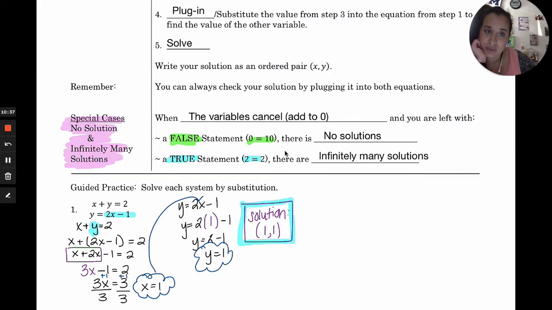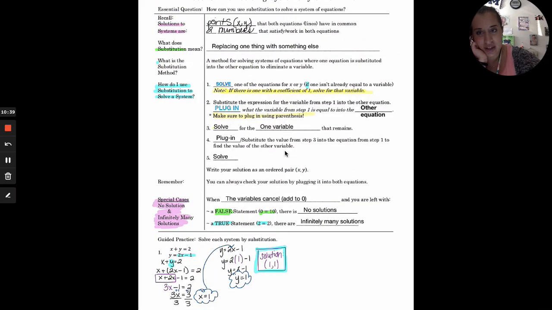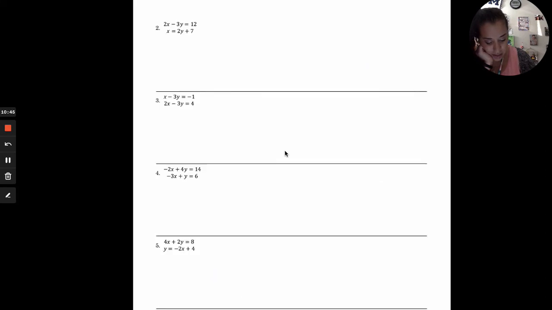Okay, so let's move on. I believe I have some more on the back. I have a lot more on the back. That's a lie. All right, and they're all substitution.